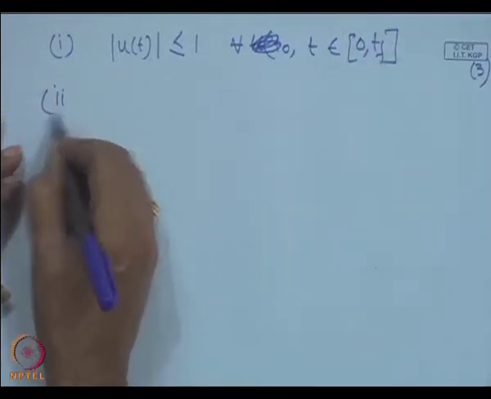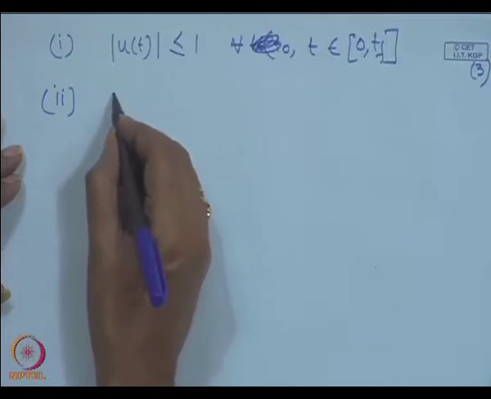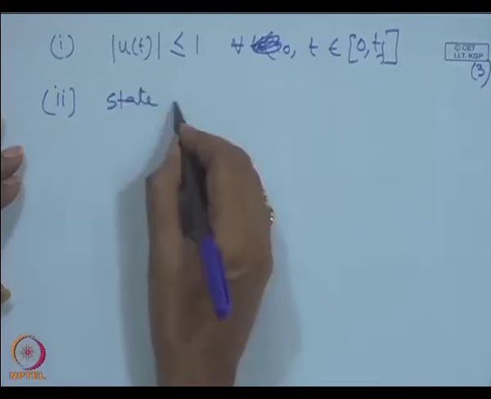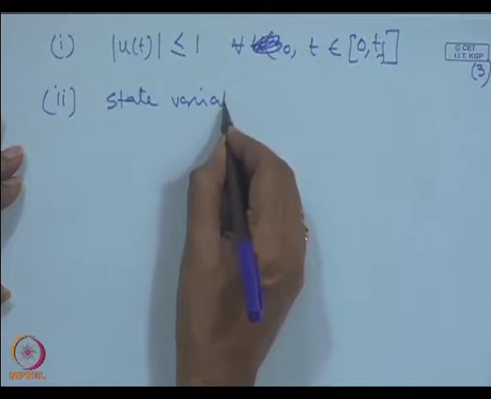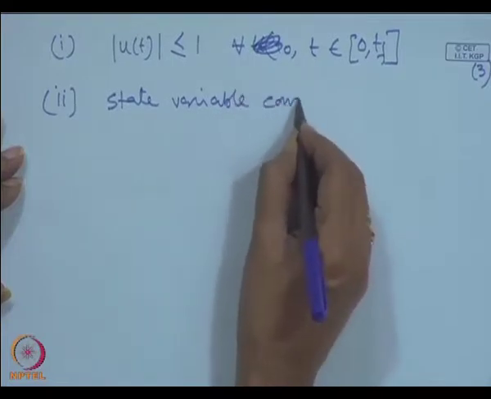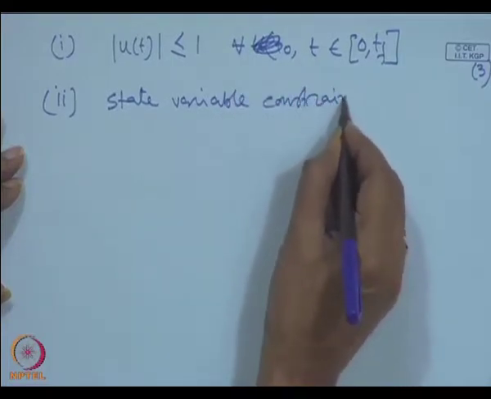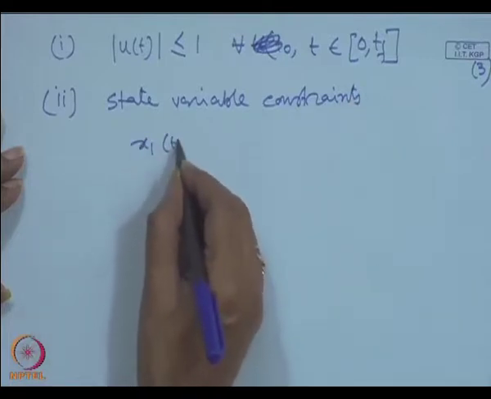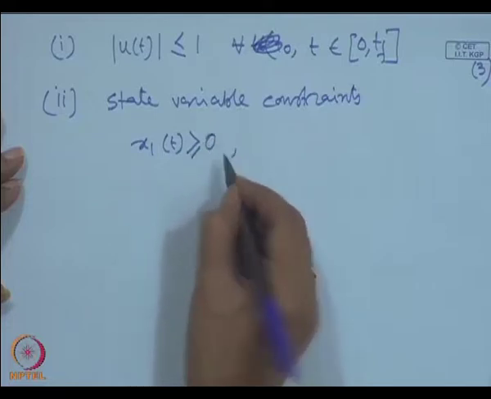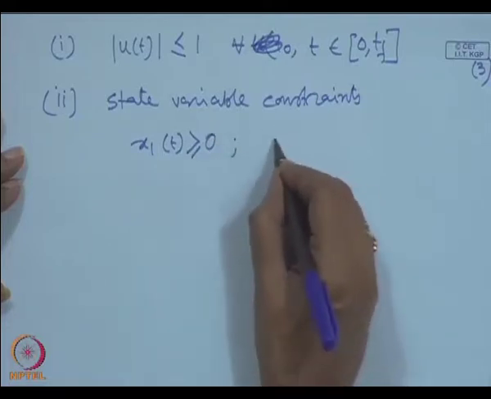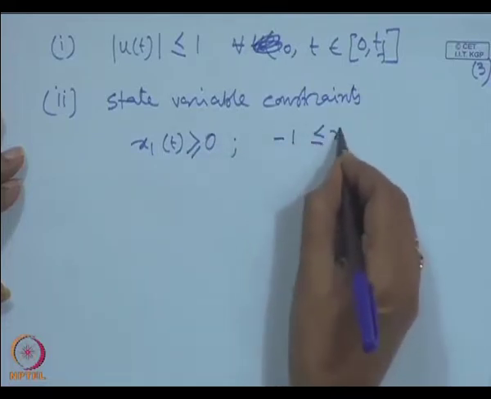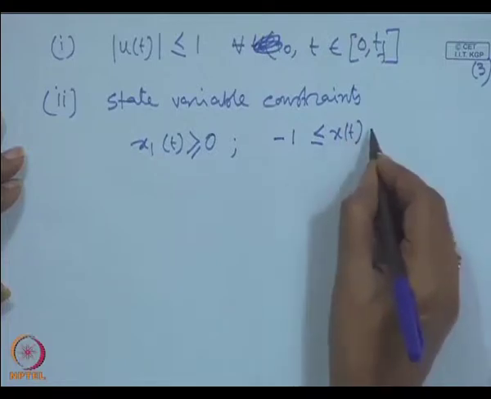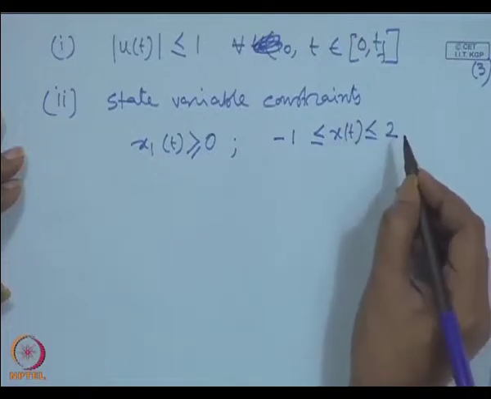And the second condition is the state variable constraint. What is this constraint? x 1 is greater than or equal to 0, and minus 1 is less than or equal to x 2, which is less than or equal to 2.